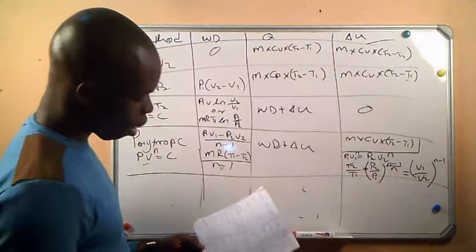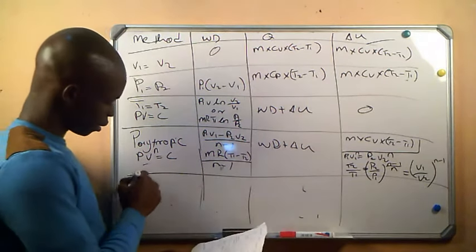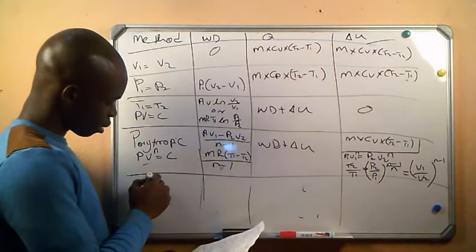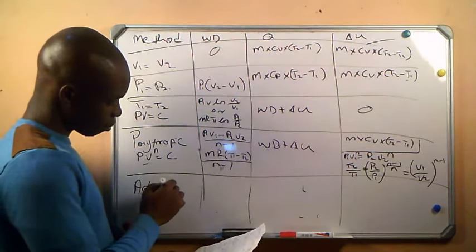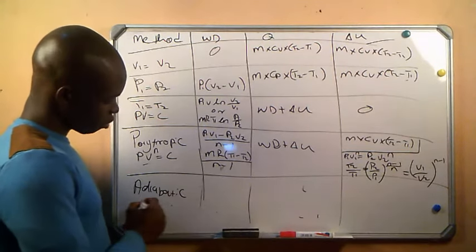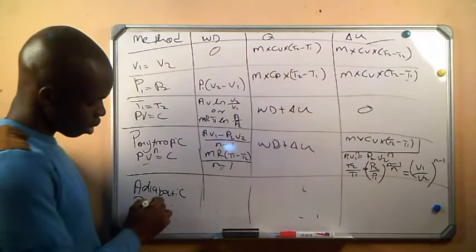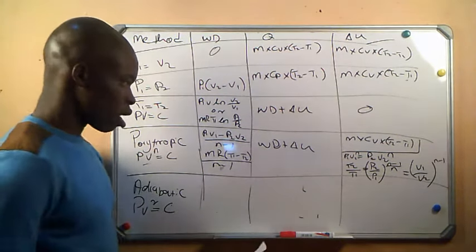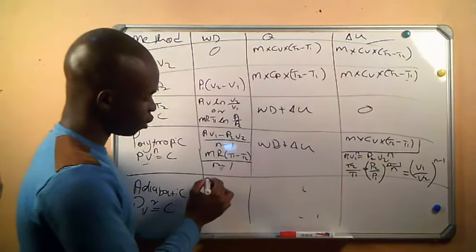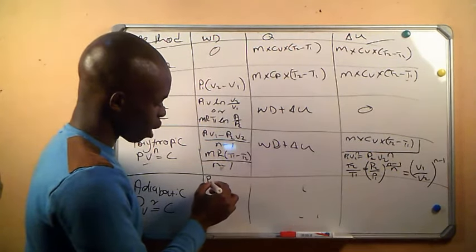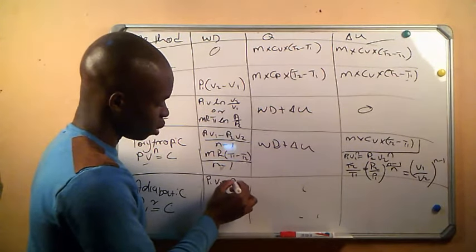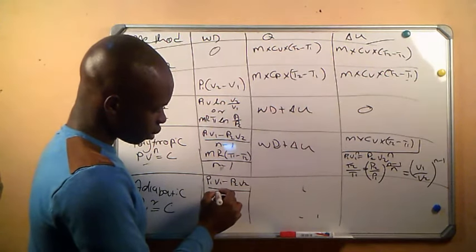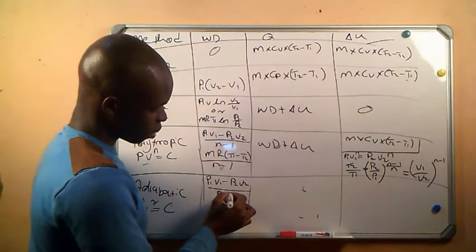Then we have our last but not least method. It's called the adiabatic method, and it's performed using this law: PV^R is equal to a constant. Then our work done can be found using this formula: P1 V1 minus P2 V2, all divided by R minus 1.